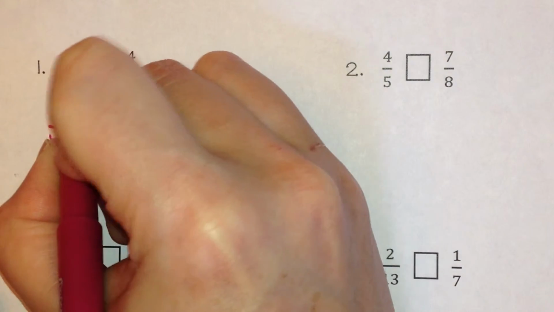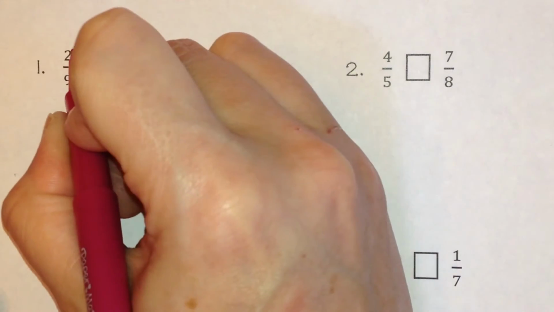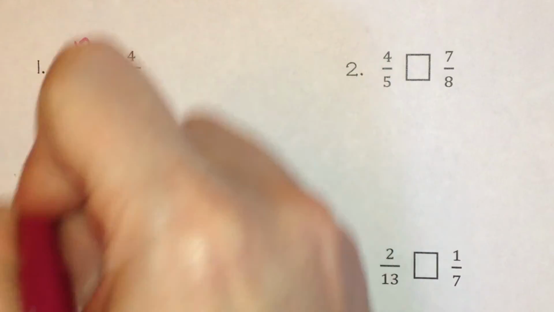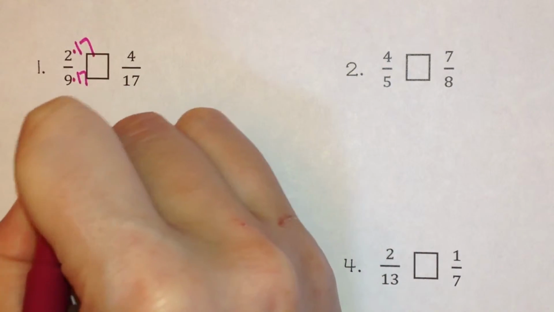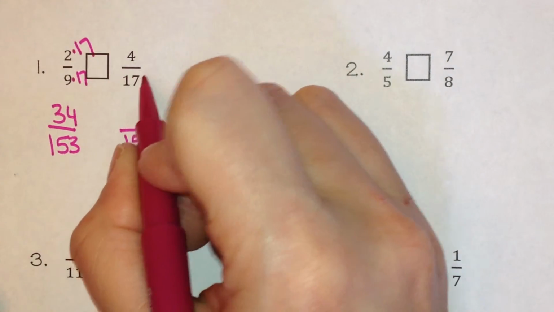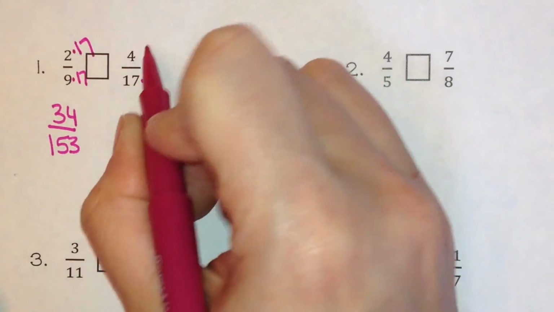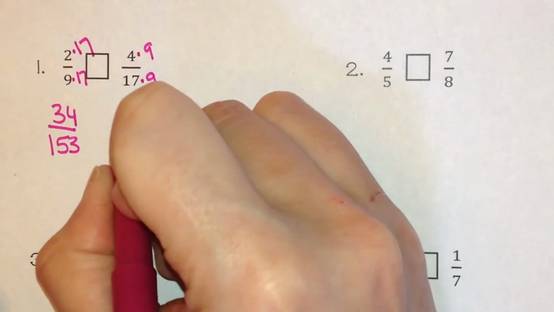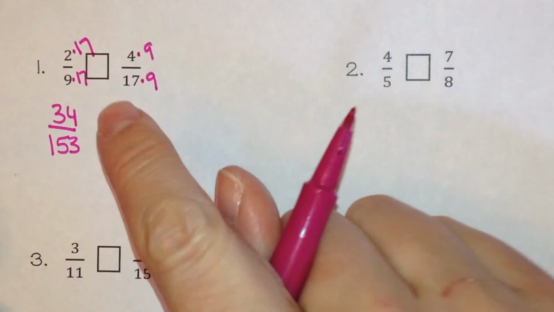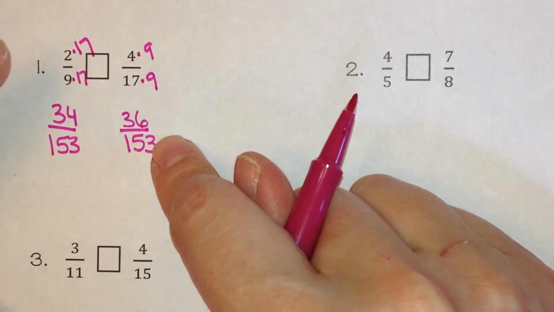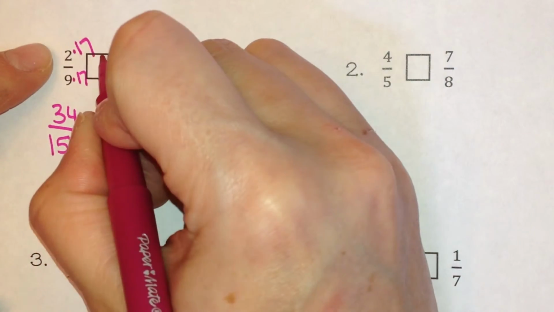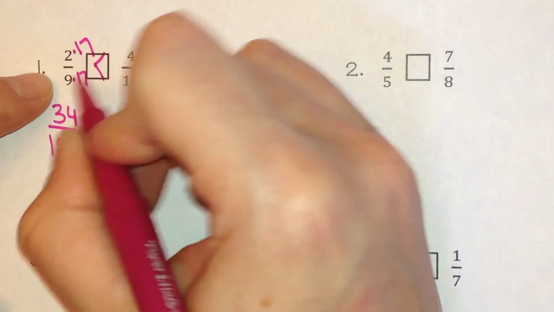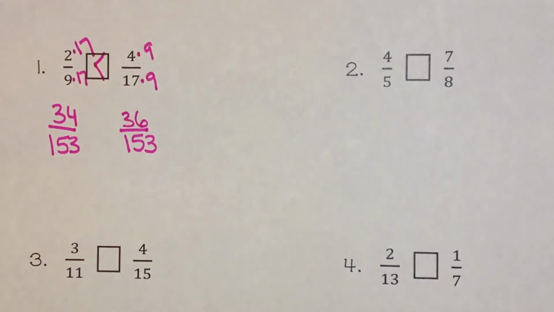You multiplied 9 times 17 to get 153. So 2 times 17 is 34. We multiplied 17 times 9 to get 153. So 4 times 9 is 36. And I know 36/153 is larger than 34/153. So that means that 2/9 is less than 4/17.